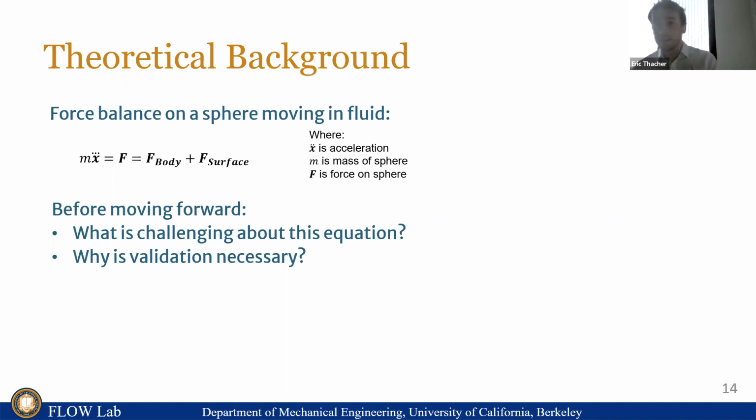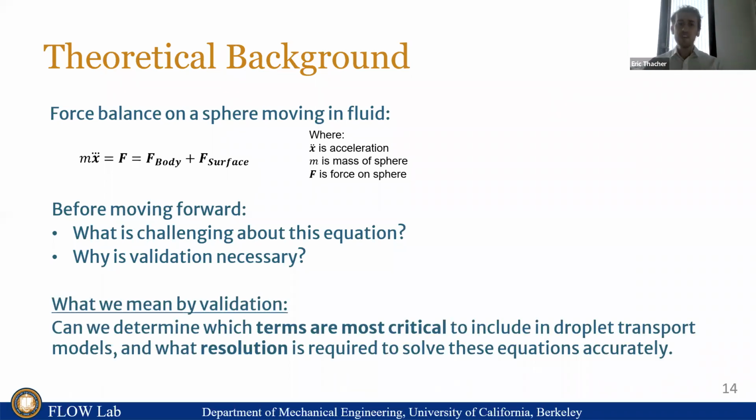Because again, F equals ma in and of itself is not that hard of an equation, right? I mean, it's simple to write. Why is it so challenging? Why is validation necessary? Basically, what we mean by validation is, can we determine what terms are most critical to include in droplet transport models, and what resolution is required in the numerical scheme to solve these equations accurately. And again, hopefully in the next couple slides, I'll go into why this equation becomes so challenging and why it's necessary to drop some of these terms in order to make the problem tractable if we want to solve it numerically.